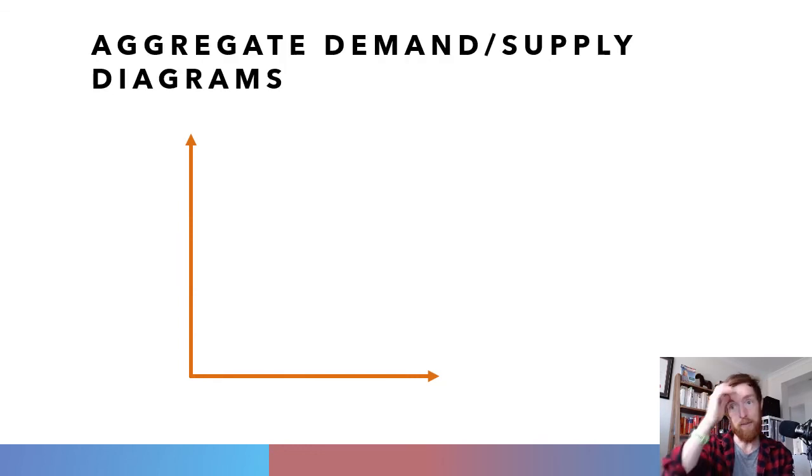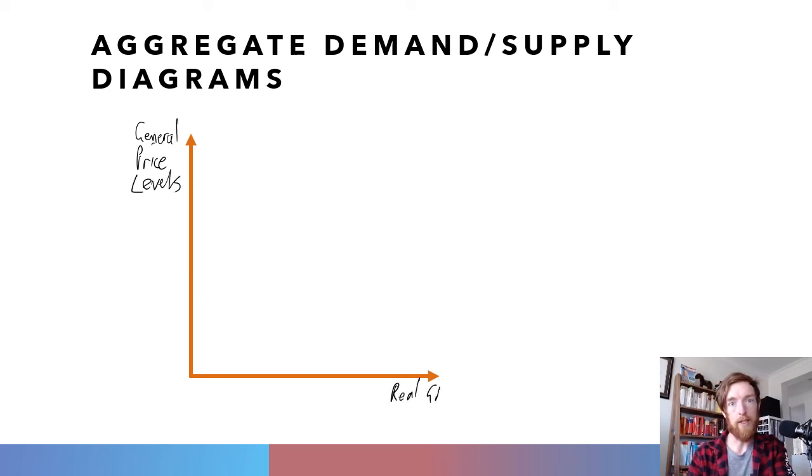Then lastly, a common request I've gotten from my students and some other students is aggregate demand, aggregate supply diagrams. These come up looking a little bit different depending on what you're looking at, but we have to label our axes: general price levels. For any How I Met Your Mother fans, general price levels. And then we've got real GDP down the bottom. It's really important to label the bottom axis real GDP, otherwise it's wrong.